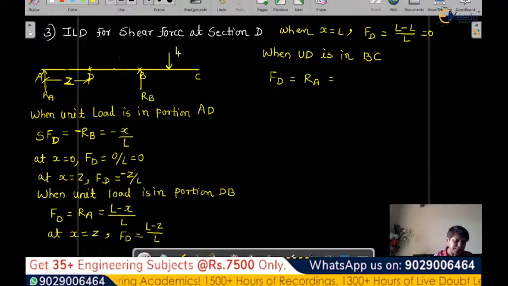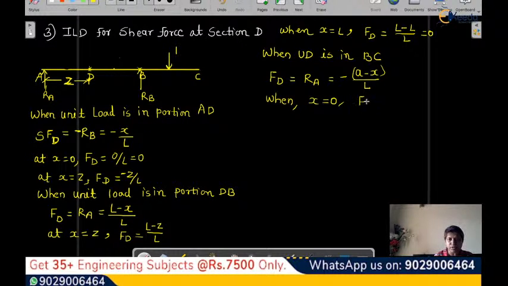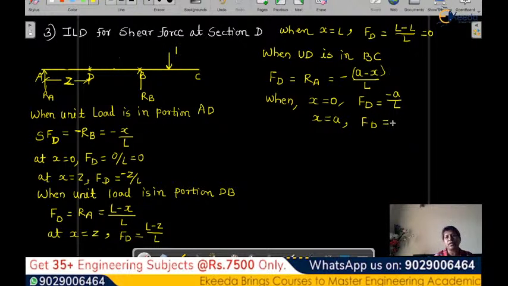So when unit load is in this BC portion, then shear force at D will be nothing but RA. Only RA is there, and RA is equal to minus of A minus X by L. That is our previous calculation; we already have the reaction. So when X equal to 0, shear force at D is equal to, when you keep 0 here, minus A by L, and when X equal to A, shear force at D is equal to A minus A, so it will be 0.